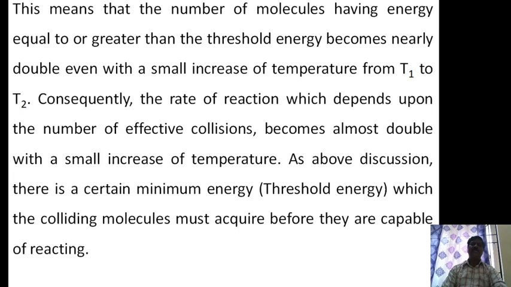As the number of effective collisions doubles, the rate of the reaction almost doubles. Therefore, as the temperature increases, the number of molecules in the probability distribution area will increase, hence the rate of the reaction almost doubles.